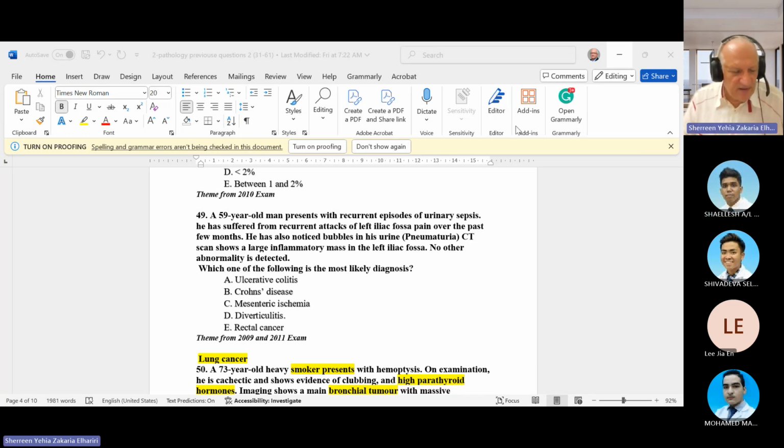Diverticulitis. Diverticulitis, good. Okay, so this is diverticulitis, not diverticulosis, because diverticulosis doesn't cause fistula.